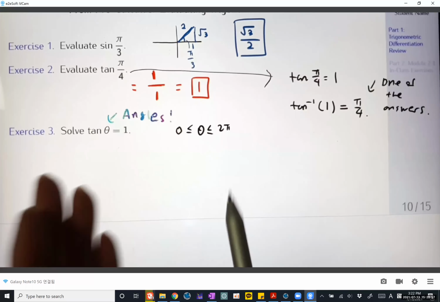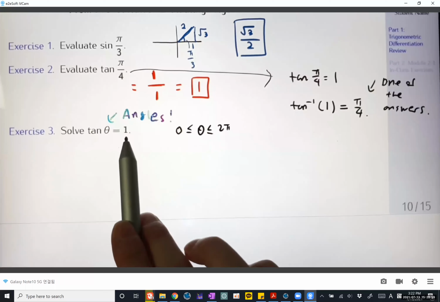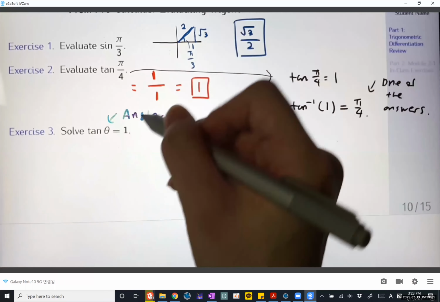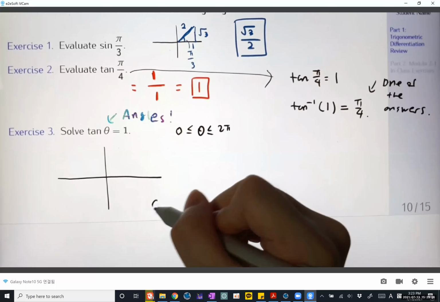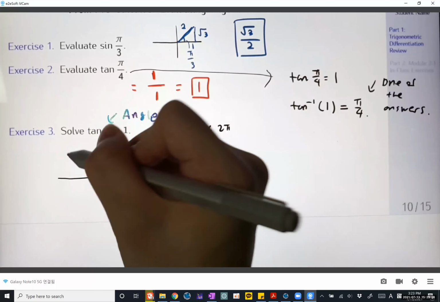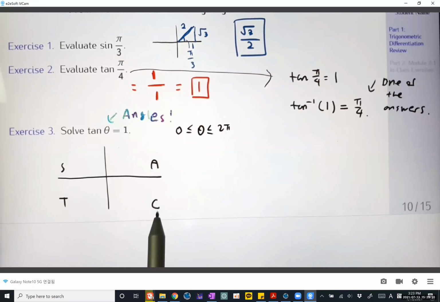That's the reason why I want you to look at the last number 1 and draw this, everyone. Draw the CAST rule. Have you ever seen this kind of CAST rule before, everyone, from pre-calculus?